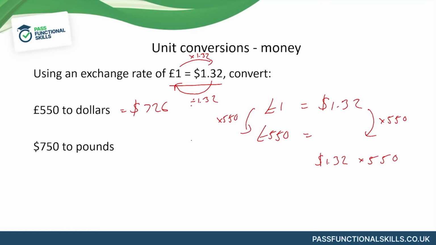Okay, so here we want to convert the dollar amount to pounds. Again, it is worth seeing it as: to go from pounds to dollars, we multiply by 1.32, because 1 times 1.32 is 1.32. So when we're going back from dollars to pounds, we are dividing by 1.32. So 750 divided by 1.32 is our calculation, and that comes to how many pounds?